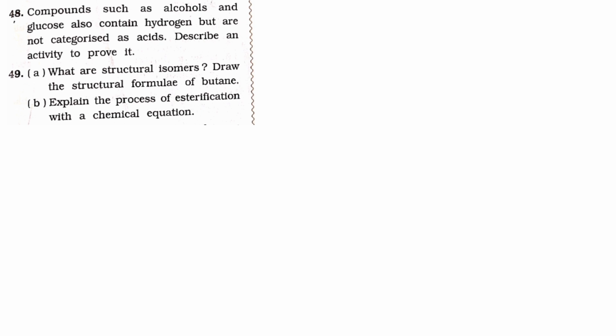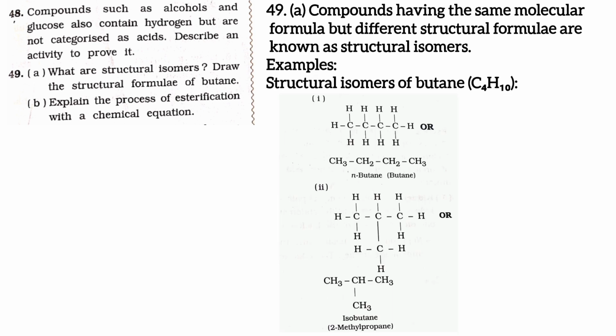Question number 49a. What are structural isomers? Draw the structural formula of butane. Answer. Compounds having the same molecular formula but different structural formula are known as structural isomers. Examples: structural isomers of butane, that is C4H10. Here 2 types of structural isomers of butane are given below.